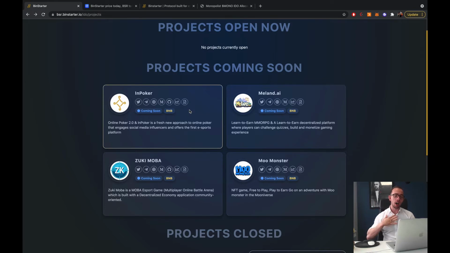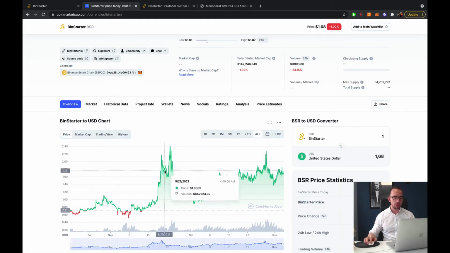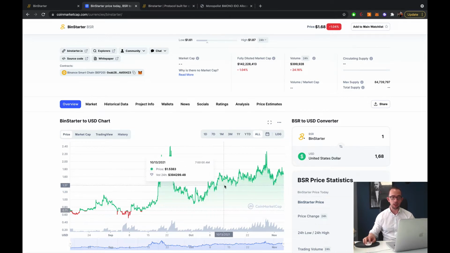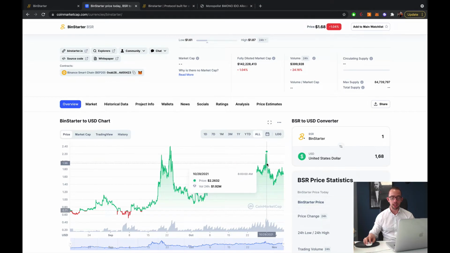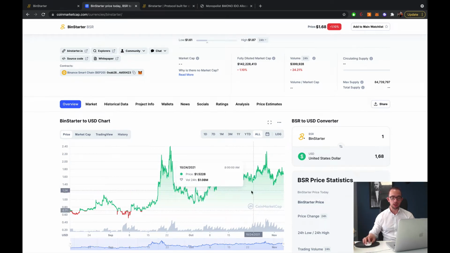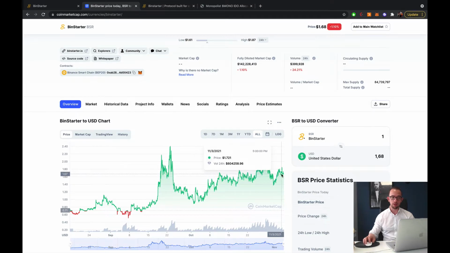Yet, in my honest opinion, what I'm going to do for myself is really explore this platform more. With the Binstarter price, the ups and downs are specifically due to the IDOs, but you can see over time it's gaining more interest. And as soon as it gains more interest, for example here, this was the day before the Monopolist IDO, it went really high, right? And then afterwards it dumped again. You can see that it goes up, up, up, but the overall trend is that there's more and more interest in this platform.